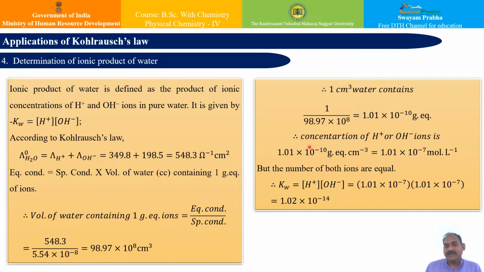Therefore the concentration of H plus or OH minus ion is 1.01 into 10 to the power minus 10 gram equivalent per centimeter cube. That is nothing but 1.01 into 10 to the power minus 7 moles per liter. Both the ions are equal in number, and therefore Kw is equal to H plus into OH minus, which is equal to this, and therefore the ionic product of water is 1.02 into 10 to the power minus 14.